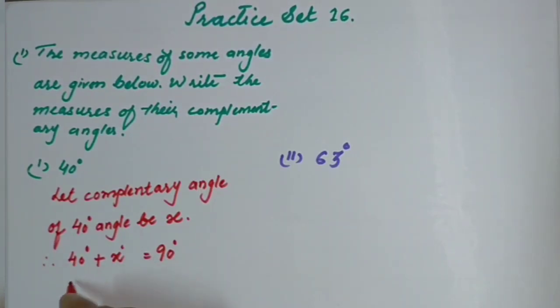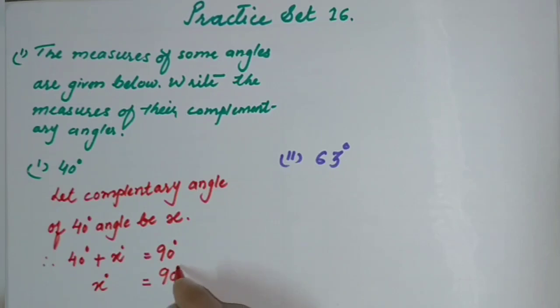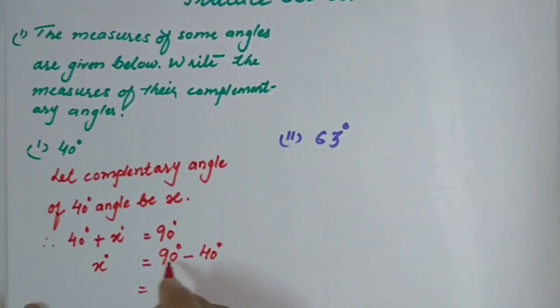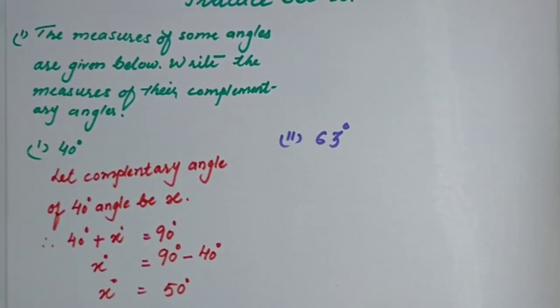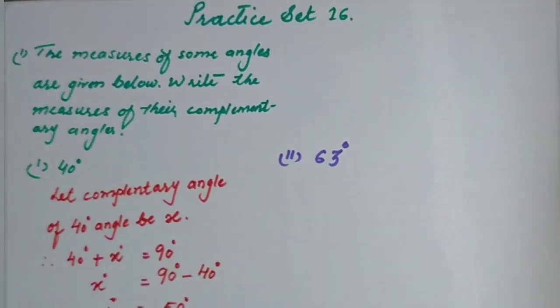Okay, now here we have to find the value of x, therefore 90 degrees minus 40 degrees. Okay, now 90 minus 40, it's 50 degrees. Therefore x is 50 degrees. Then the answer is what? 50 degrees. That's the answer.